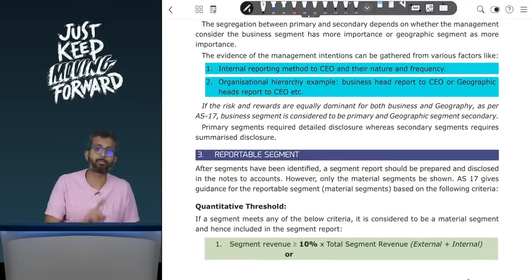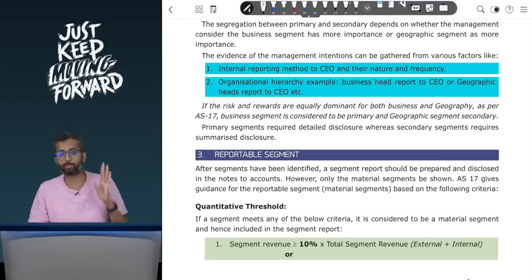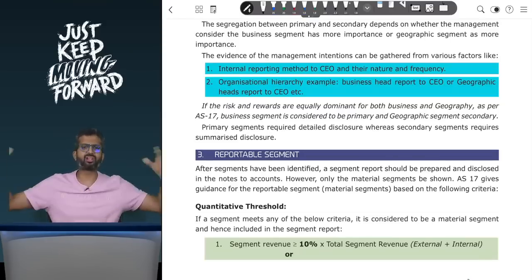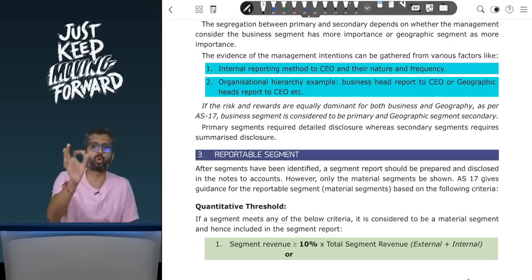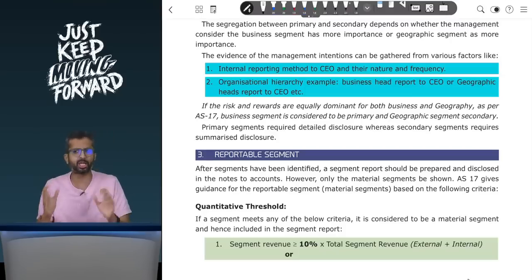Next, so this is all theory level. From an exam perspective, you have two things which are important. One is reportable segments. You have, let's say, 10 segments. Does that mean in your segment report you will show all the 10? No, you will show the material, the important ones. So how will you find the reportable segments? There is something called a quantitative threshold, where you say that the bigger ones should be reported.